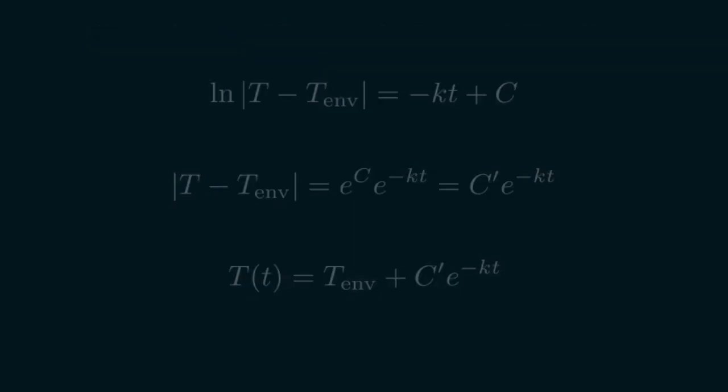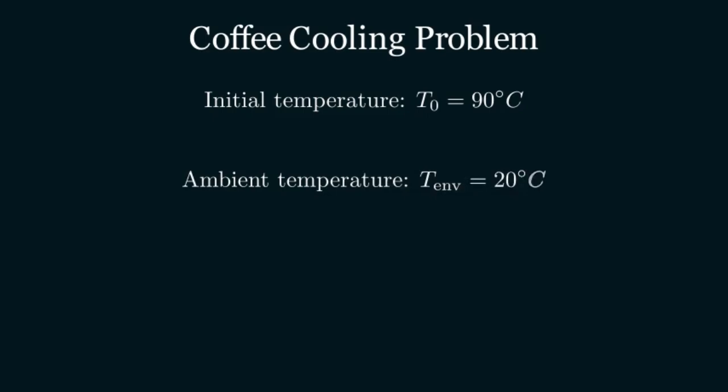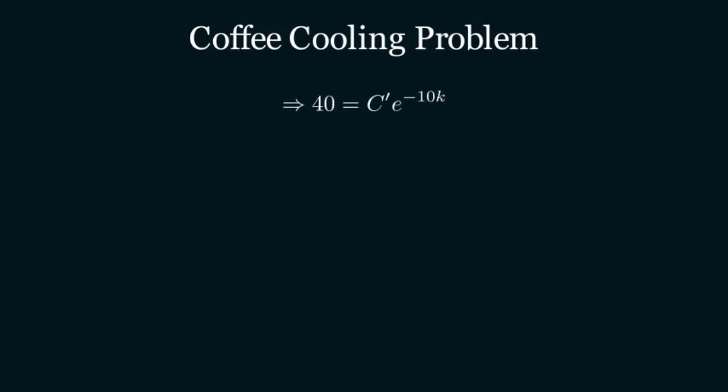Now, let's apply this to a real problem. The initial temperature is 90 degrees, and the surrounding temperature is 20 degrees. After 10 minutes, the temperature drops to 60 degrees. Using this data, we solve for the cooling constant K.